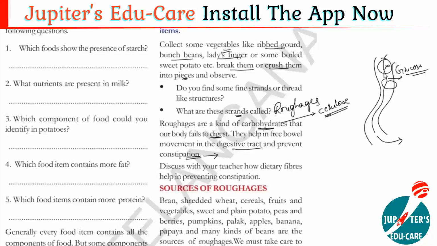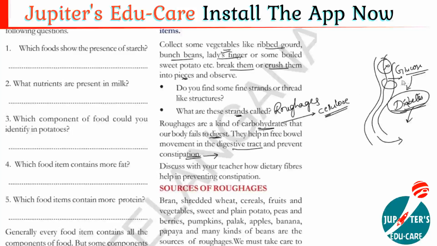Okay, so if the glucose is not absorbed by these roughages, this glucose directly mixes with the blood. Then what happens? The glucose percentage increases in the blood, which causes diabetes. So to avoid this problem, to regulate the glucose levels in the blood, the excess amount of glucose is absorbed by these roughages, right? So by that, the risk of diabetes will be reduced by these roughages.